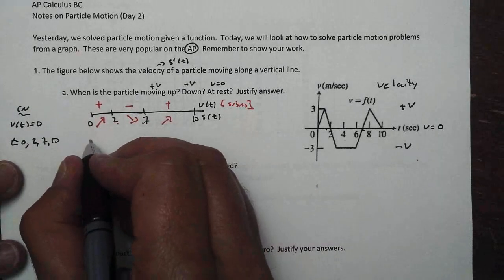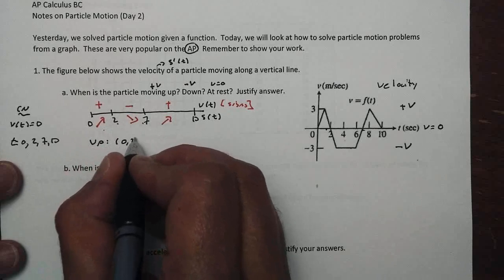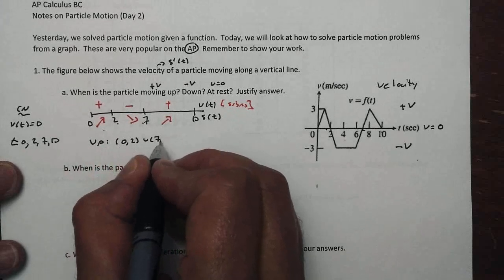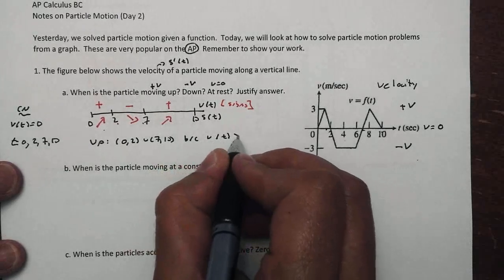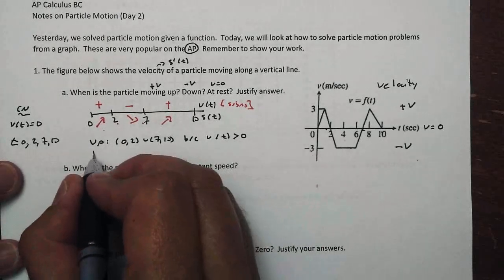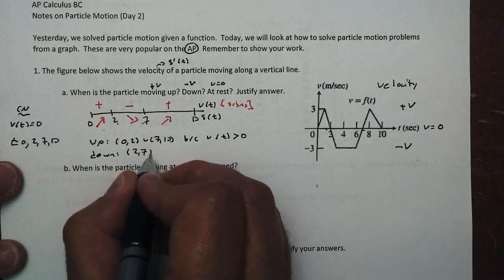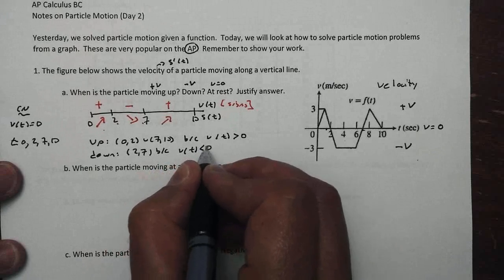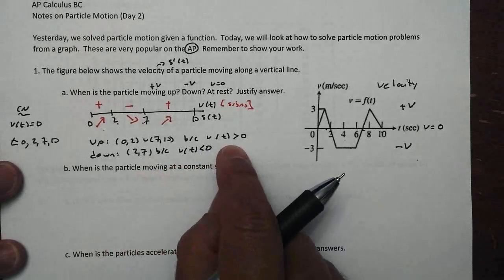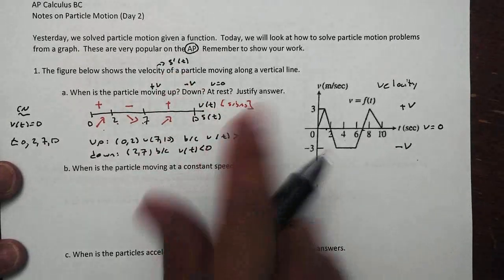When are we moving up? Well, we're moving up between 0 and 2, or between 7 and 10, and that is because the velocity is greater than 0. We are moving down between 2 and 7, and that is because our velocity is less than 0. Remember, don't use the word it. And you can use s prime if you like, but don't use s prime alone, okay?